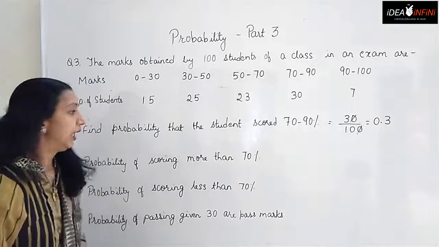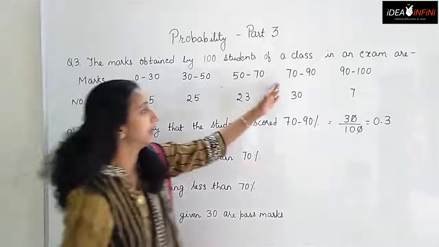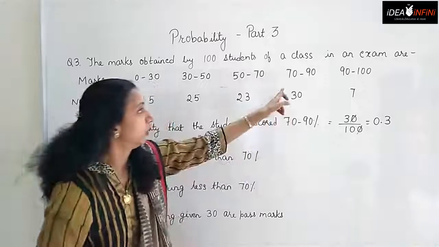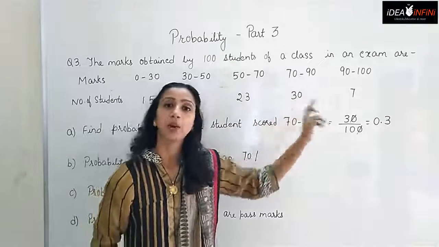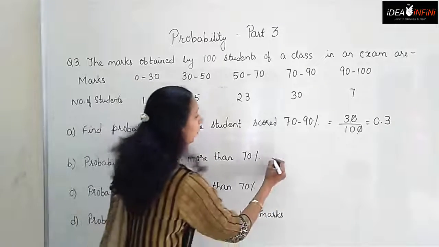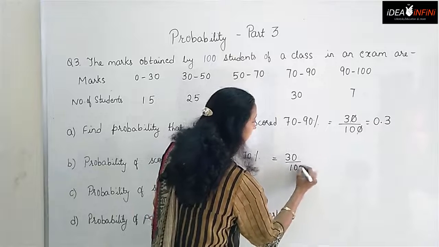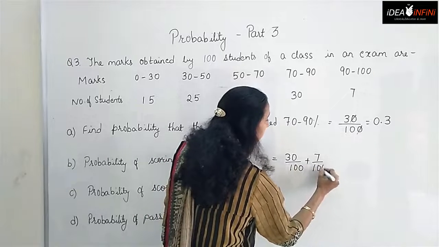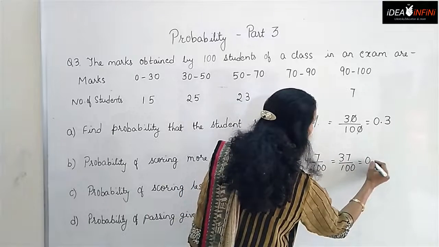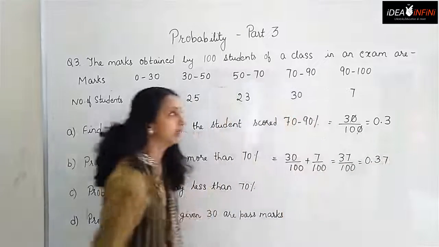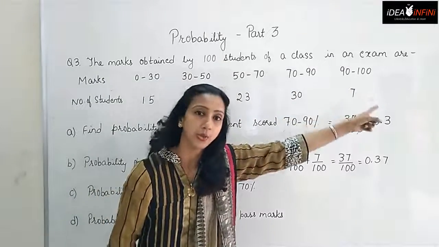Let's see this one. Probability of scoring more than 70. More than 70 means 70 and above. So these two will be counted, because 70 to 90 and 90 to 100 as well will be counted. So what will be the total probability? 30 by 100 plus 7 by 100. That means it will be 37 by 100 or 0.37. Because two probabilities are getting added up here, 70 to 90 and 90 to 100.